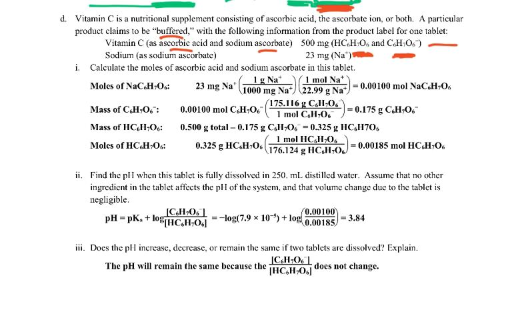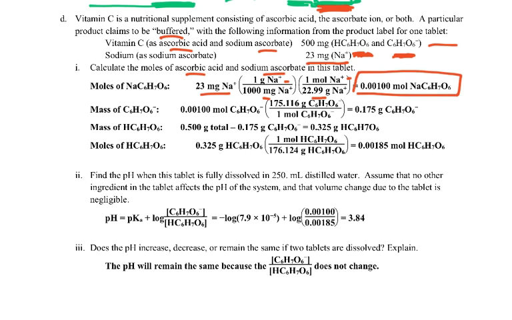Then the sodium. The nutritional labels have to tell you how much sodium is in there. So there's 23 milligrams of sodium. So we're going to use that little piece. We want to calculate the moles of ascorbic acid and the sodium ascorbate. If we know we have 23 milligrams of sodium, then we can go from milligrams to grams, and with molar mass, grams to moles. So we can find out how many moles of sodium, but those sodiums used to come from sodium ascorbate. So the moles of sodium must be the moles of sodium ascorbate. So that's a nice number there.